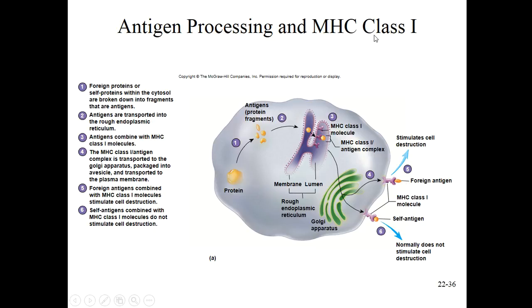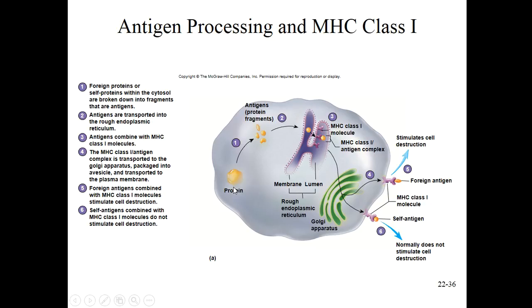This is an MHC class 1 marker, major histocompatibility complex class 1. This is what it will use if it's trying to show that this cell has been infected. So what if this is a virus and this cell is now infected with the virus? It wants to be destroyed. It doesn't want the virus to be spread. So it posts the foreign antigen on its surface, which stimulates this cell to be destroyed.